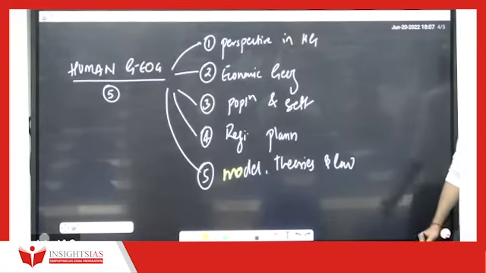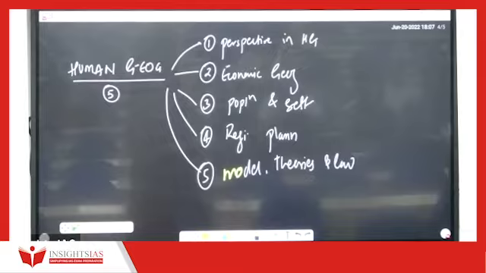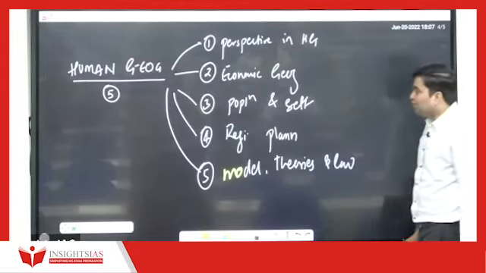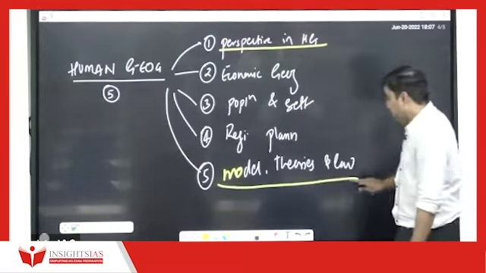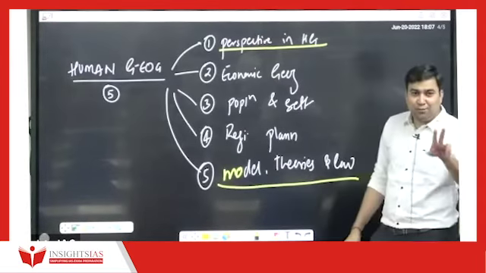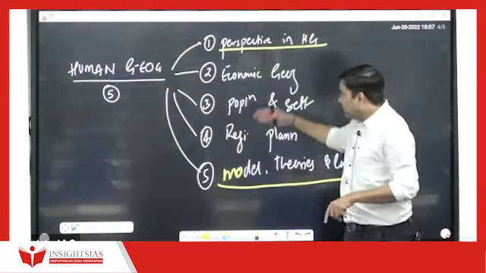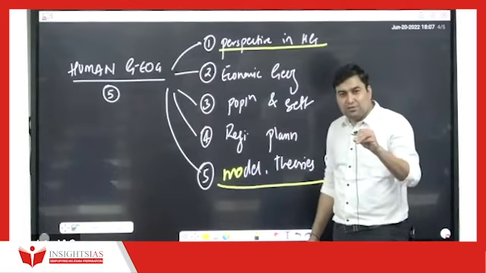Out of these 5 chapters, I hope that I'm audible, guys, online students. मेरी आवाज आ रही है ना? Few of you are saying that आवाज नहीं आ रही. Out of these total 5 chapters, perspectives in human geography and models, theories and laws, these are the 2 most important topics. All the rest of the topics are very easy.